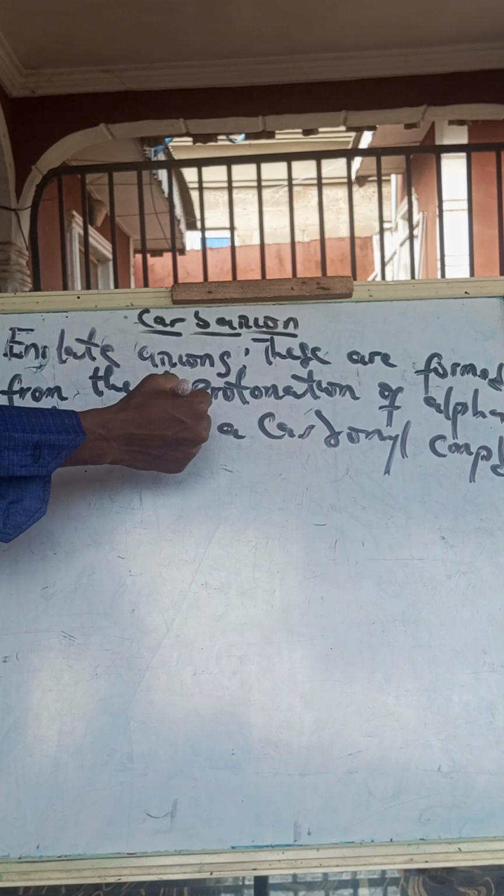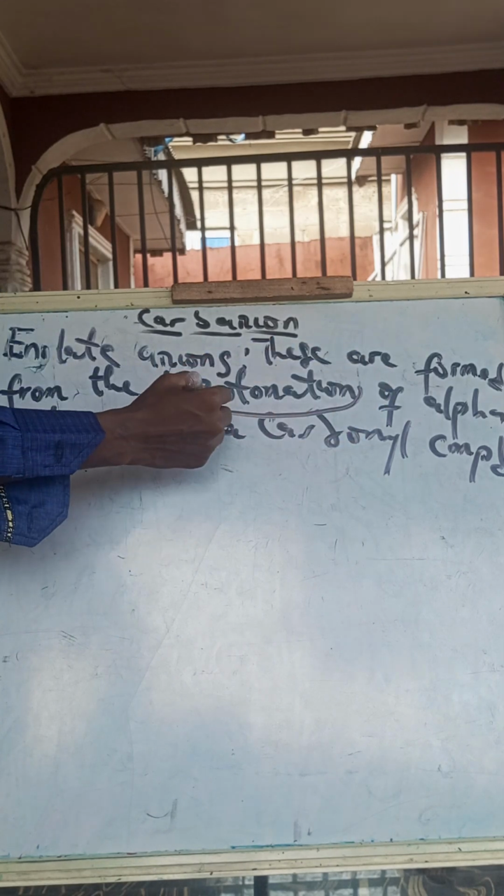As we said earlier, one of the most common examples of carbanions is the first one we have here, the enolate anions. What are enolate anions? We say these are formed from the deprotonation of alpha hydrogen in a carbonyl compound. There's a keyword here, which is deprotonation. So what do we mean by deprotonation? Deprotonation means removal of protons.